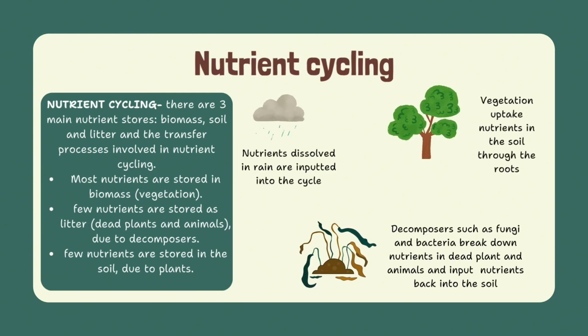An example of the nutrient cycle in the rainforest is nutrients being dissolved in the rain, which are inputs into the cycle. Vegetation takes up nutrients in the soil through the roots, and decomposers such as fungi and bacteria break down the nutrients in dead plants and animals and input those nutrients back into the soil.